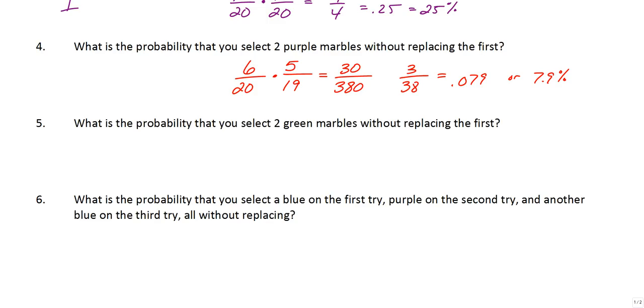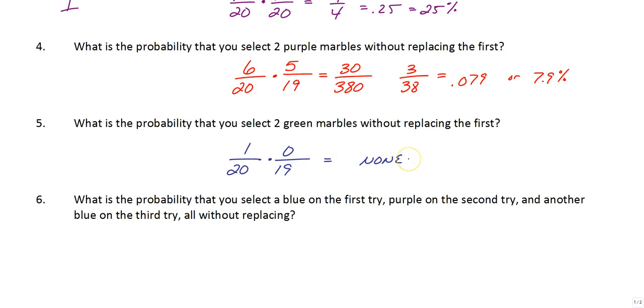Number 5, what's the probability that you select 2 green marbles without replacing? Well, this was kind of a trick question. There's only 1 green marble out of 20. So once you take it out, there's none left out of the 19.